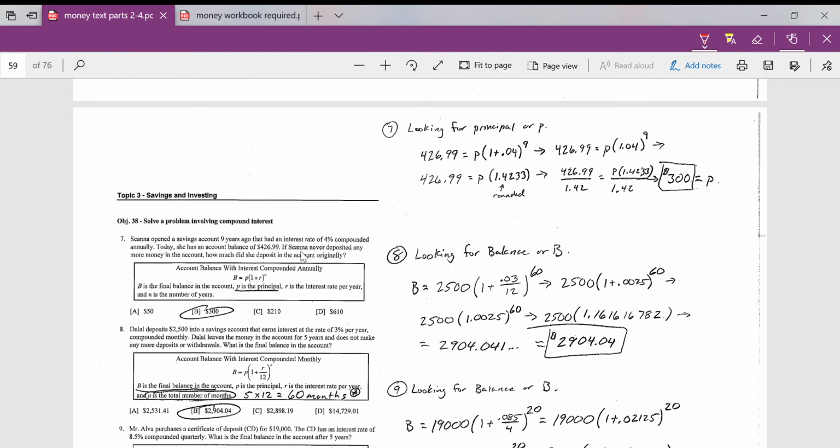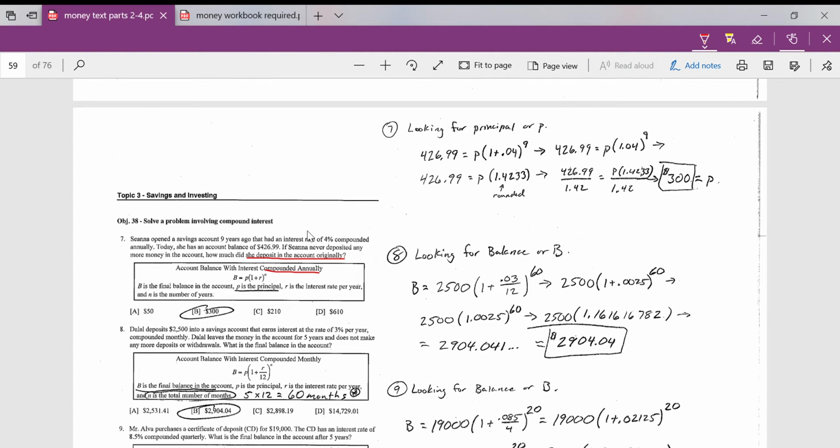Okay, it says if Sienna never deposited any more money into the account, how much did she deposit in the account originally? So how much did she deposit originally? That is what is called our principal. So that is what we're going to be looking for. Now here is the equation for finding a balance when you invest or borrow with something compounded annually. Okay, so B is the final balance.